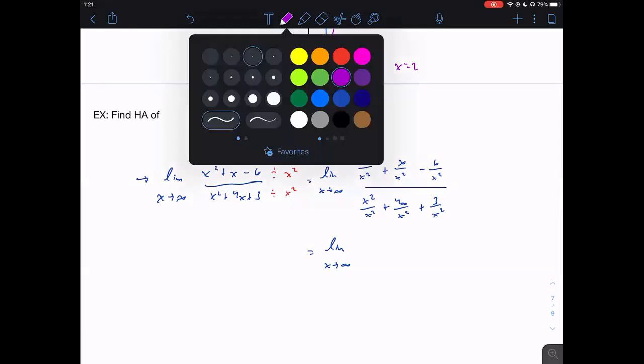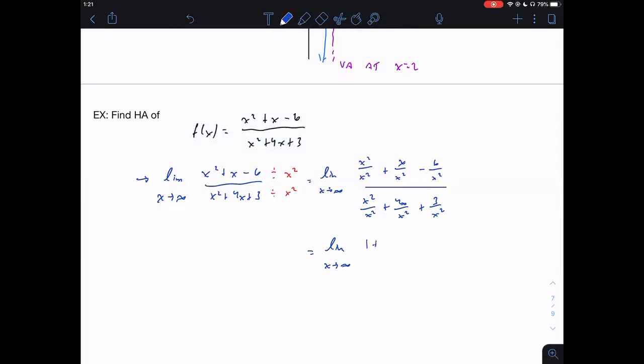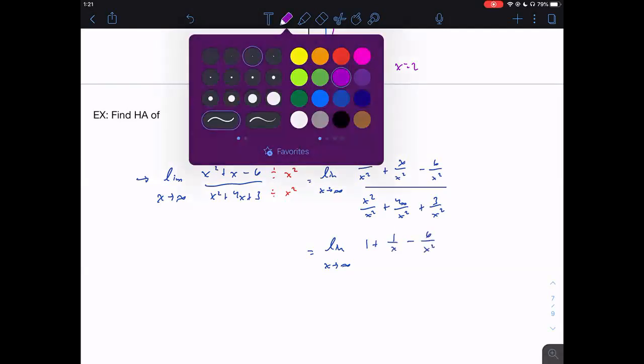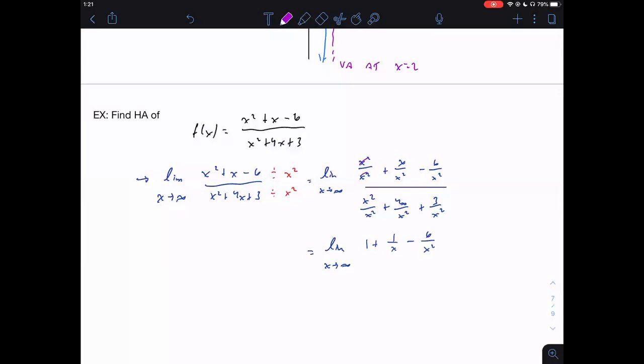Plus x over x squared leaves us with 1 over x, minus 6 over x squared. Again, we just canceled here. x over x squared cancels out. 1 x on top cancels with 1 x on the bottom here in the second term.